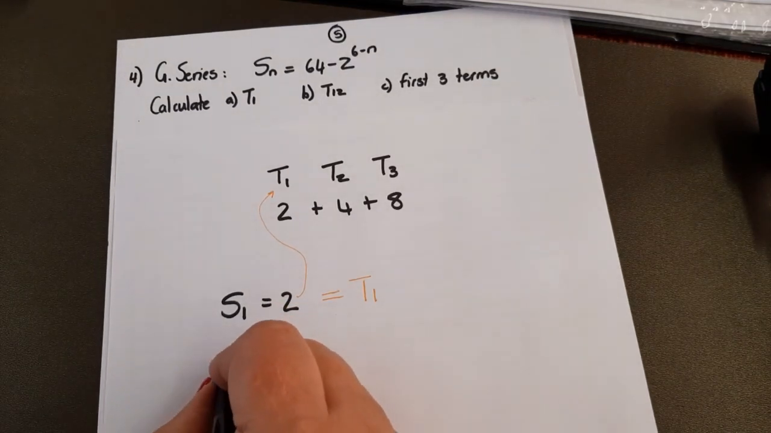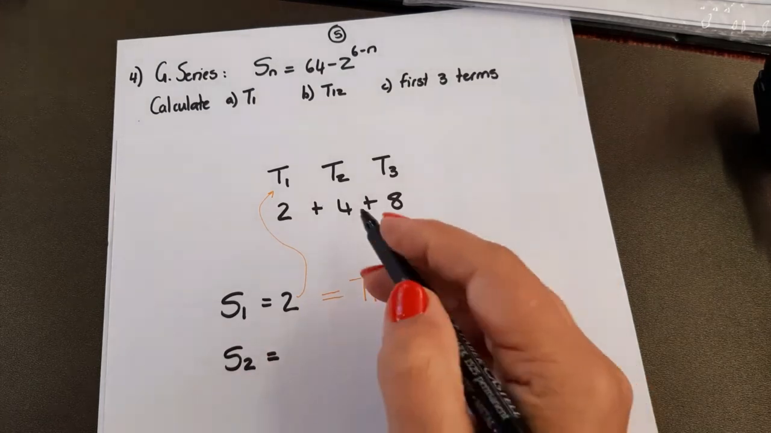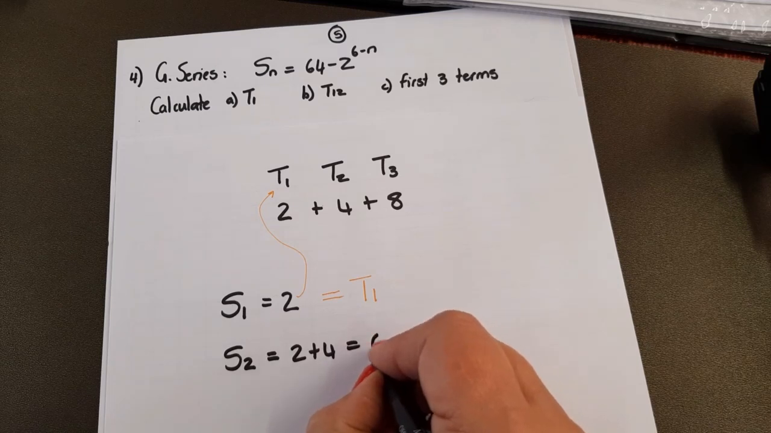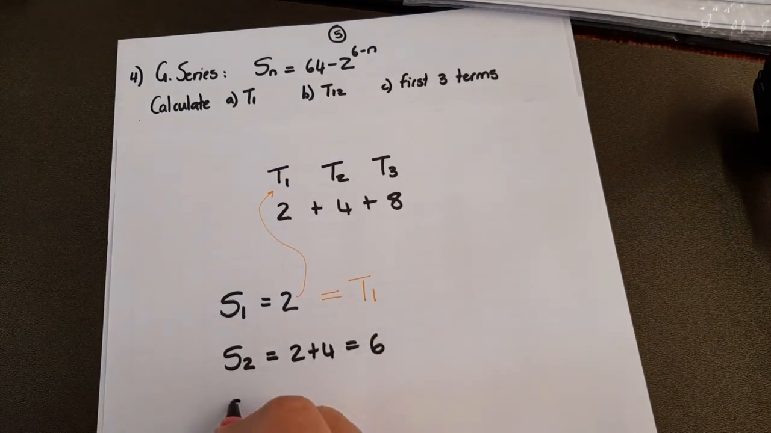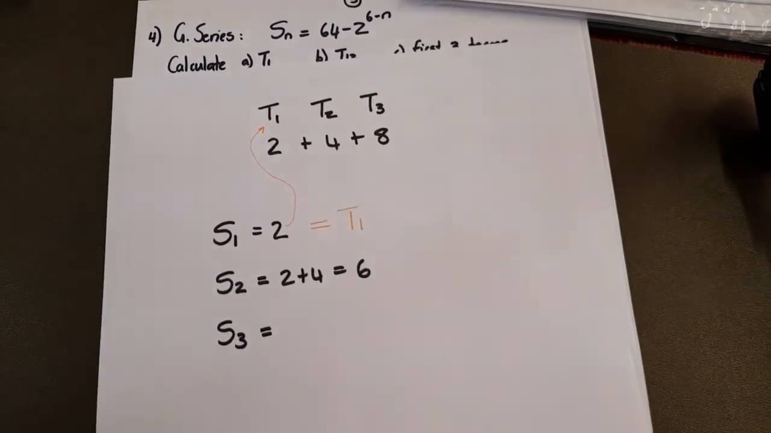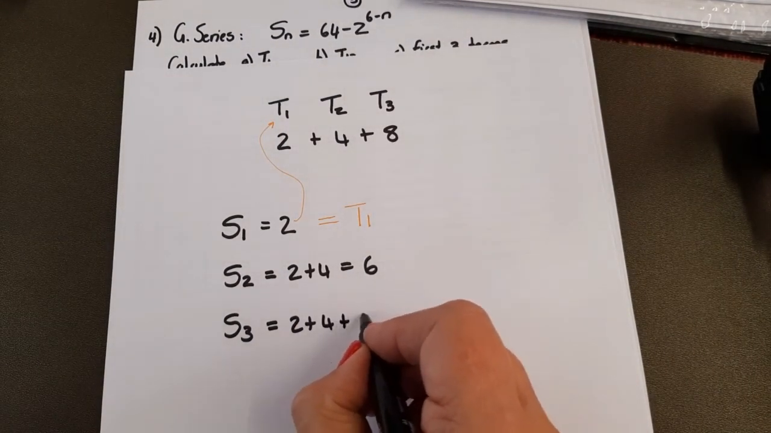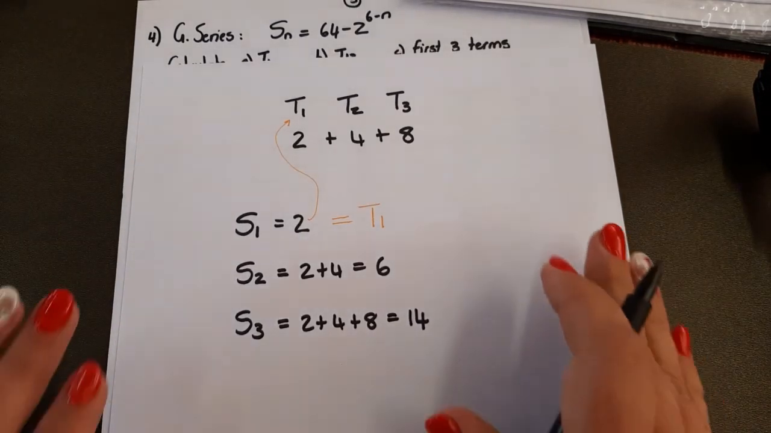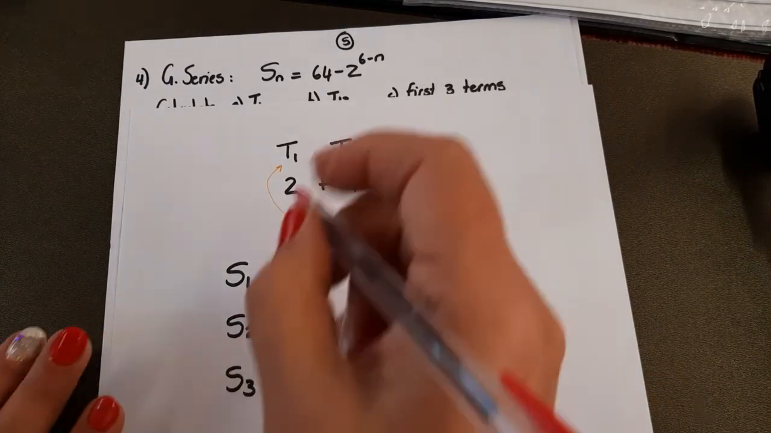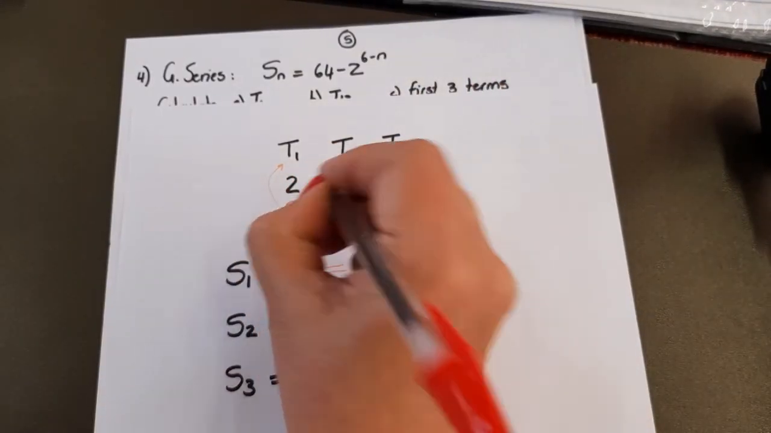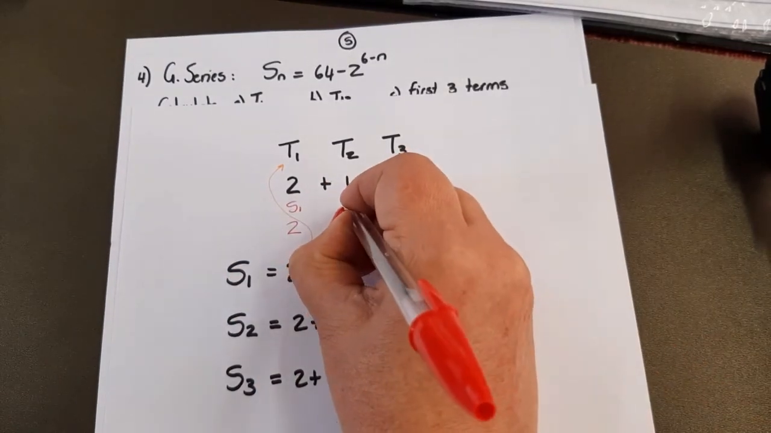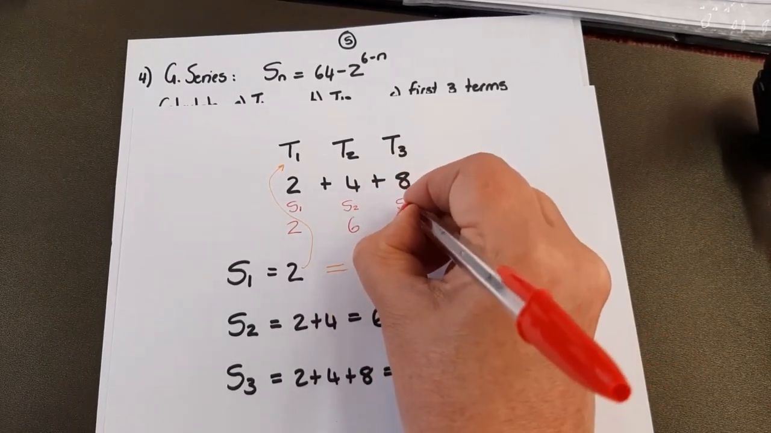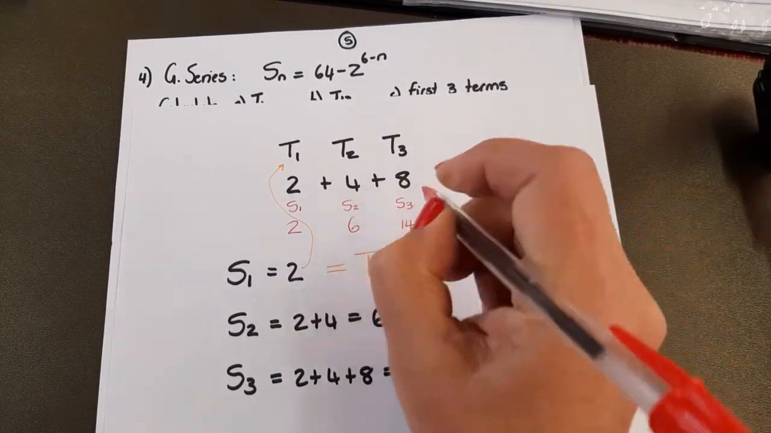Let's work out the sum of the first two terms. 4 plus 2, that is 6. The sum of three terms will be 2 plus 4 plus 8, and that is 14. Right. Let me write it there. The sum of one term will be 2. The sum of two terms will be 6. And the sum of three terms will be 14.